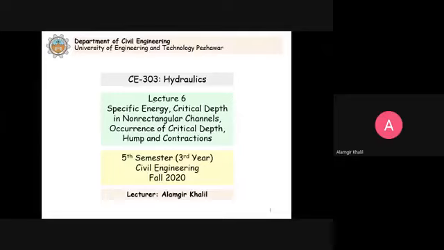Today is lecture number 6 of the course Hydraulics. In today's lecture, we will continue our discussion about the specific energy, which is a very important concept. And then we will study critical depth in non-rectangular channels. We will study the occurrence of critical depth, why it is important, and also how we can analyze hydraulic problems if we have humps or contractions in the channel bed.